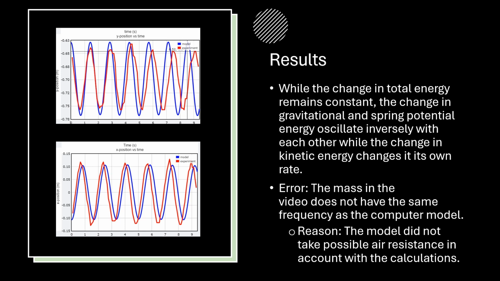In this lab, while the change in total energy remains constant, the change in gravitational and spring potential energy oscillate inversely with each other, while the change in kinetic energy changes at its own rate. The error in this lab is that the motion in the video did not have the same frequency as the computer model. This could be because there was air resistance in the video that was not taken into account in the coding.